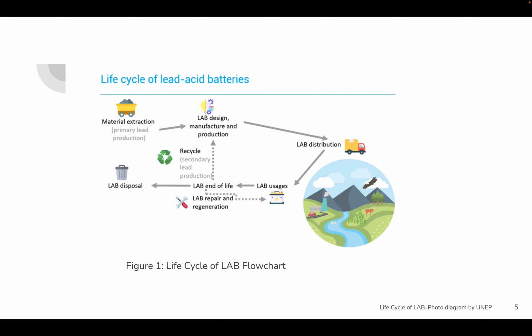This flowchart just shows the life cycle of lead-acid batteries. As we know, the first step is the material extraction. Later it goes on to be distributed. And once that lead-acid battery is used, it can possibly be repaired, or regenerated after its end of life, or recycled, but it is most commonly just disposed of.